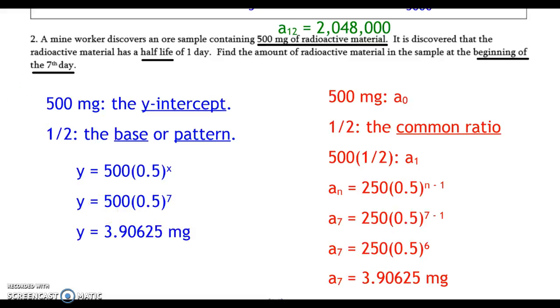Alright, it's a happy day in Mathville because what we just found was that 3.90625 is the correct answer for both of the evaluated equations. Both the exponential function and the geometric sequence formula gave us the same answer, which is good because it's doing the same thing. We're multiplying by 1/2 every time. The only difference is where we're starting from, whether we're starting from the y-intercept, where x is equal to 0, or from the first term, where x, or n, or the input, is equal to 1.